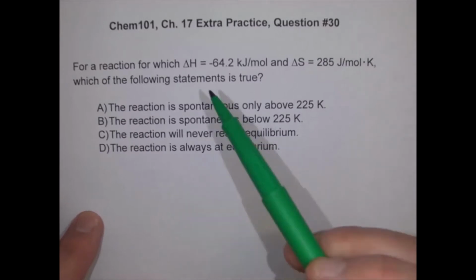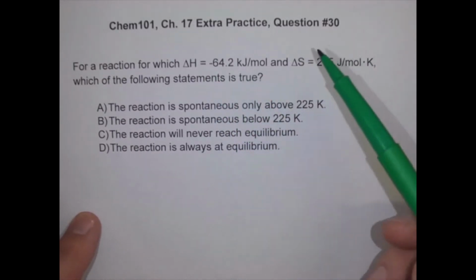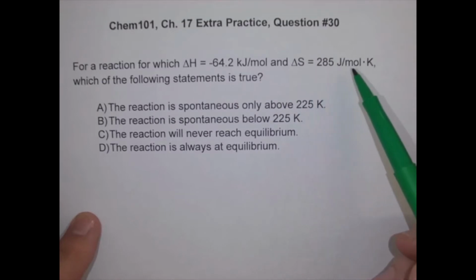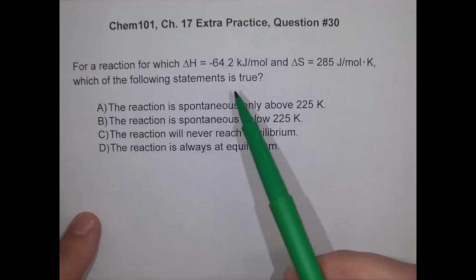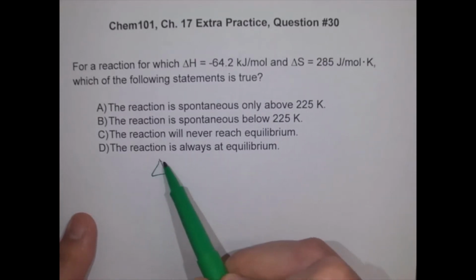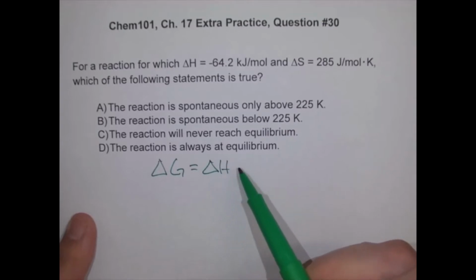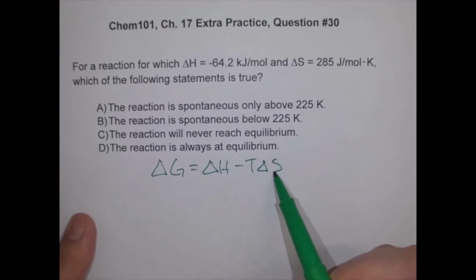For a reaction for which delta H equals negative 64.2 kilojoules per mole and delta S equals 285 joules per mole per Kelvin, which of the following statements is true? In order to answer this question, we need to remember that the Gibbs free energy change is equal to delta H minus T delta S.